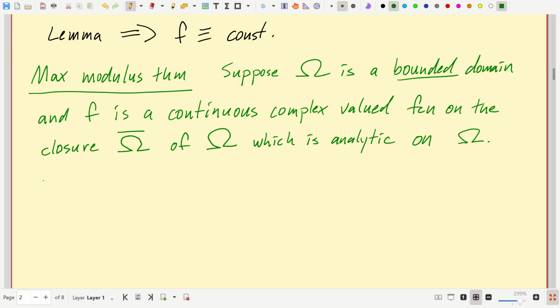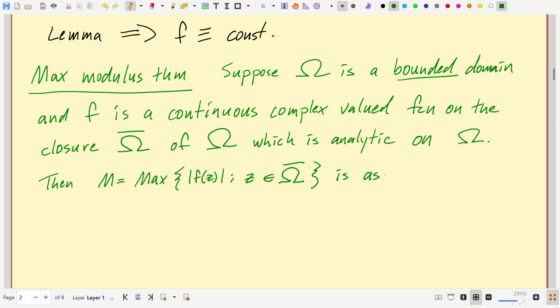Of course, because it's continuous, the max exists. The max is attained on that closed set. Then M, the max of the modulus of f of z when z is in this closed and bounded set, is assumed at some point on the boundary.